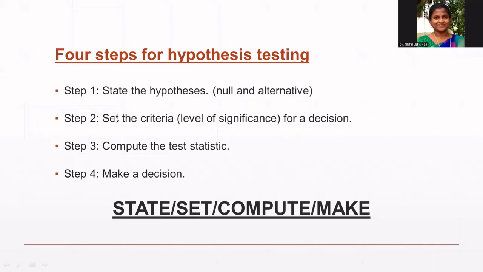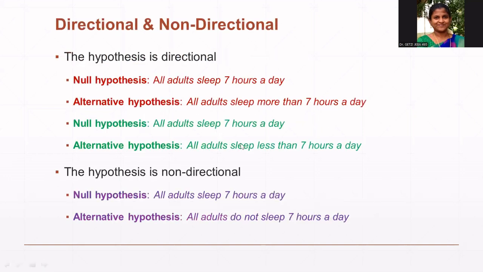Now as far as hypotheses are concerned, there are two directions. One is non-directional and the other is directional. So what is directional? I say that all adults sleep 7 hours a day. The alternate hypothesis can be that all adults sleep more than 7 hours a day.